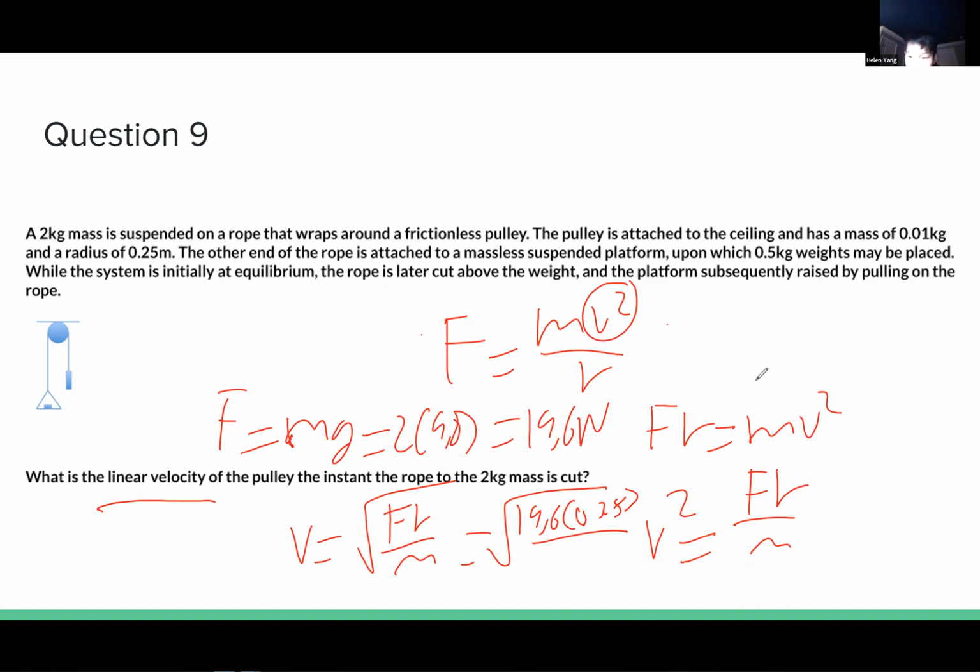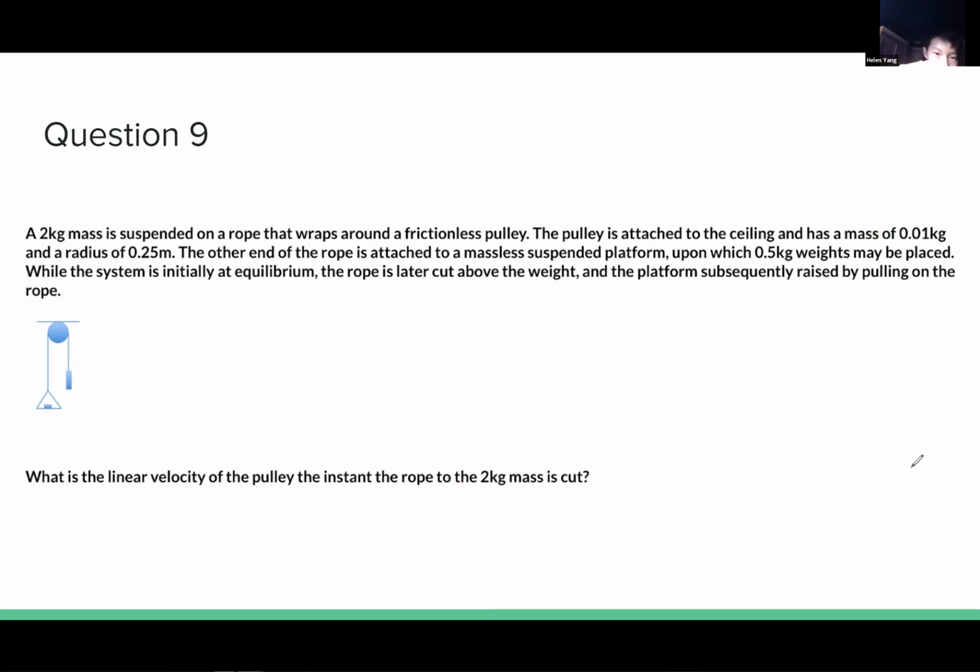Wait. Since the 2 kg mass is cut from the rope, you would be talking about the pulley's mass of 0.01 kg. So it'd be 0.01 kg, and you would get 22.1 meters per second. So here's the solution right here.